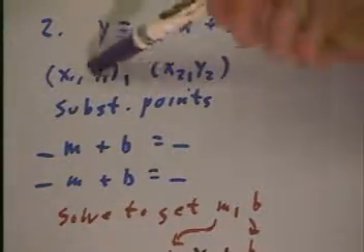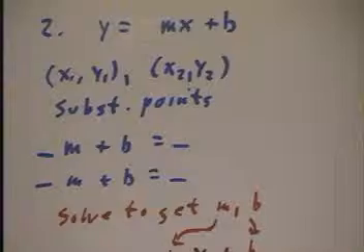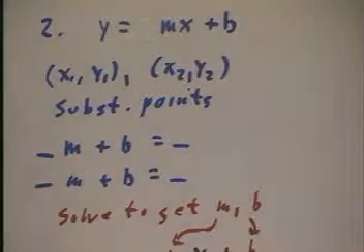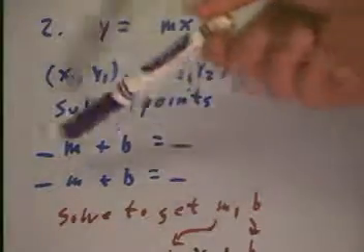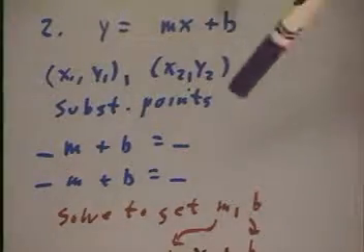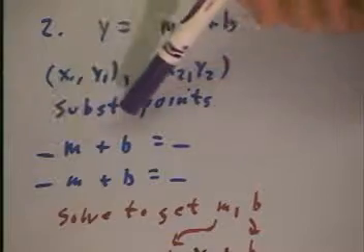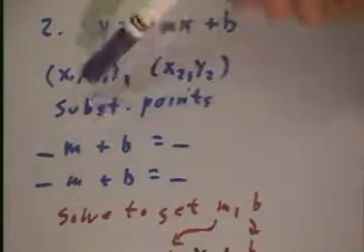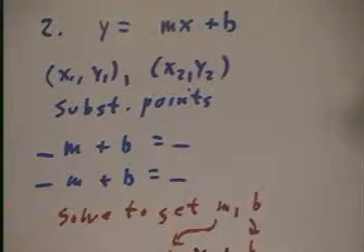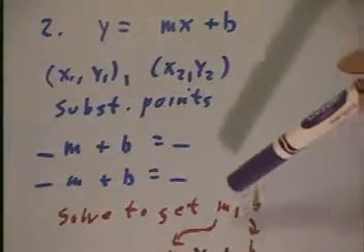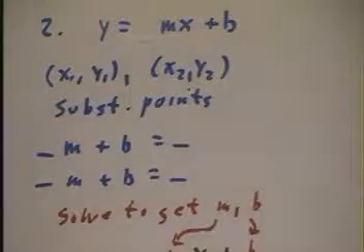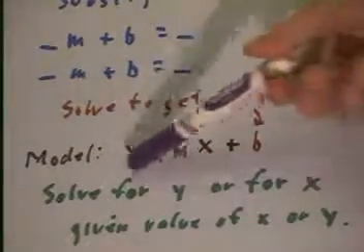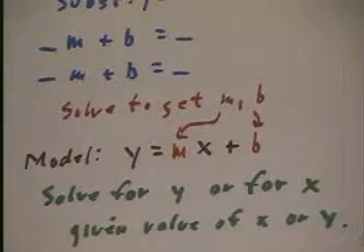And if we have 2 representative points, not necessarily data points, but 2 points that represent what we actually think is going on, we can substitute the coordinates of those points into the y equals mx plus b and get mx plus b equals y. Y values go here, x values go here. We've got 2 points, so we get 2 equations. Solving the system, we get m and b, which we substitute into the form of the linear equation, and we get a linear model.